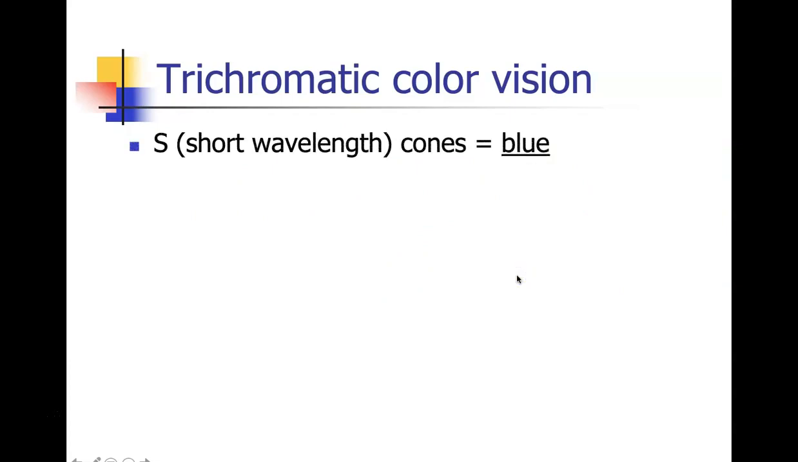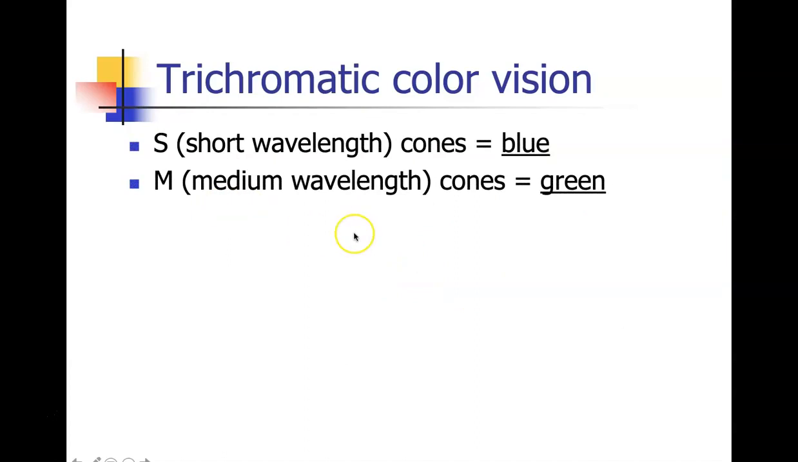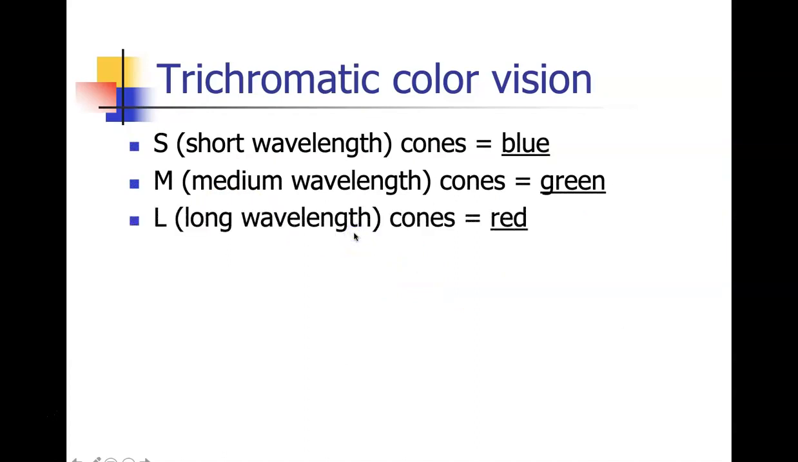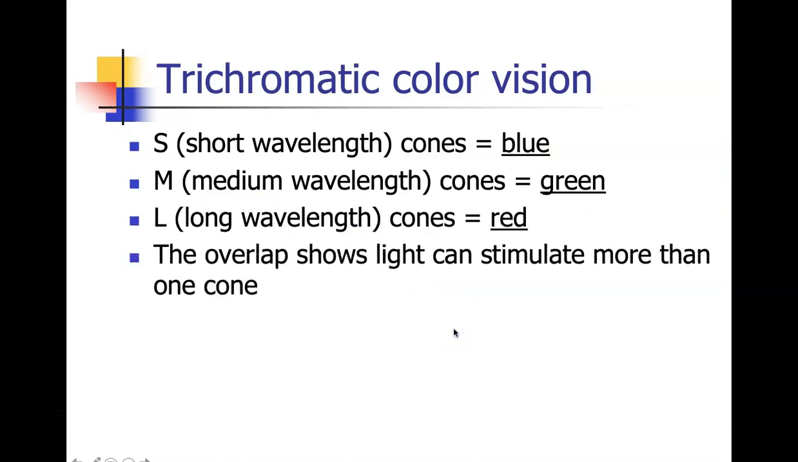So this is called trichromatic color vision because we have a short wavelength cone, a blue one, a medium wavelength cone, that's a green one, and a long wavelength cone, that's the red one. And the overlap shows, though, that light can stimulate more than one cone. And here's how you get the different colors. So we don't just see in blue, green, and red. We see in all the colors that we can see, right? Pink and orange and everything else, because light frequencies can stimulate more than one type of cone.